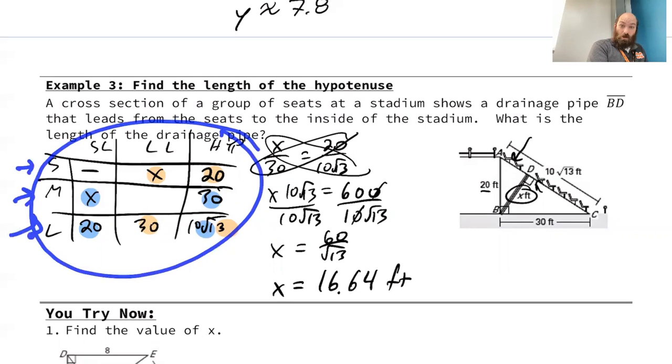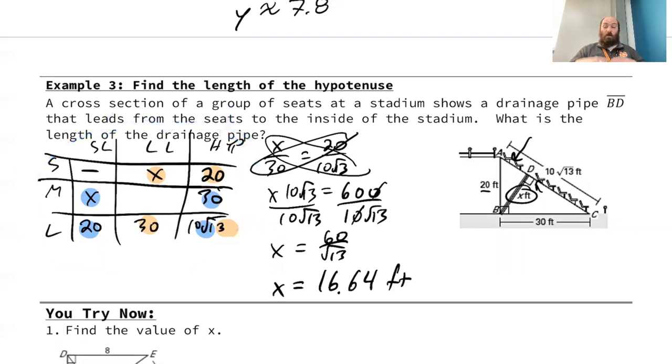Okay, and again, I think this chart is very handy. Small, medium, large, short leg, long leg, hypotenuse. You set those up, you fill in the pieces that you know. Whatever you don't know, you just leave it as a blank like that. Okay, look for corresponding positions, and then you can set up your proportions and solve.